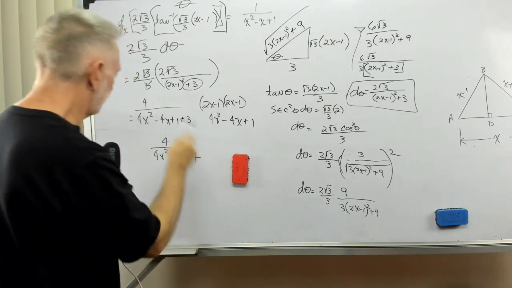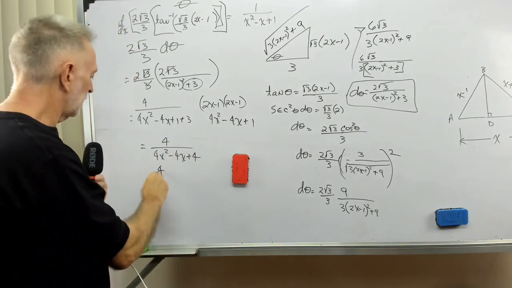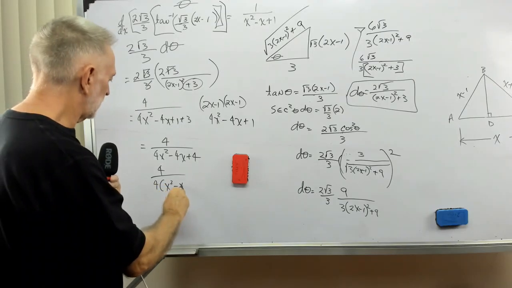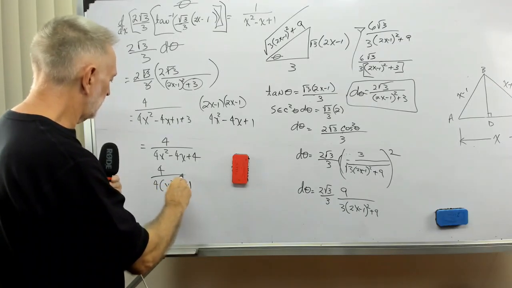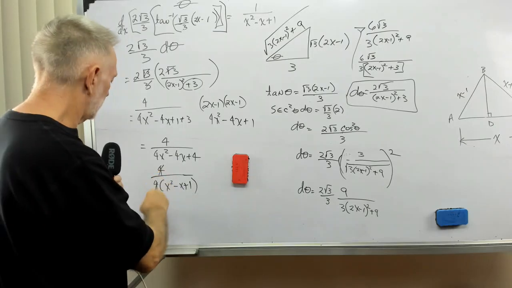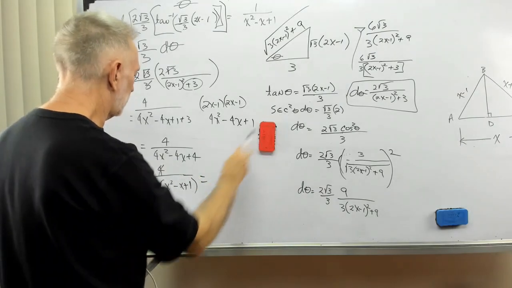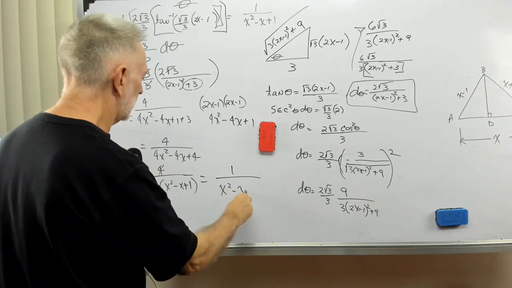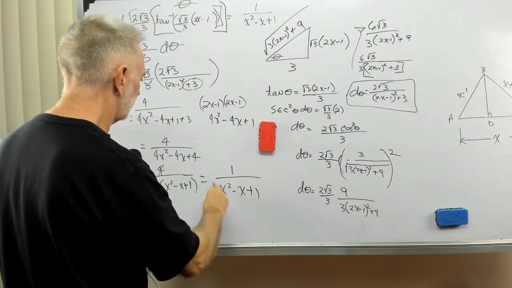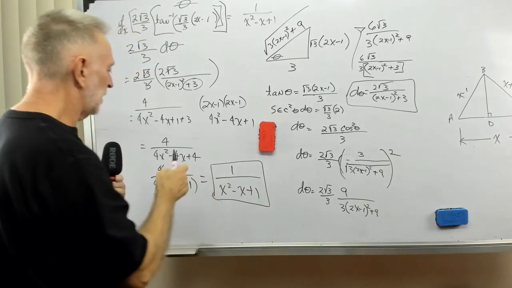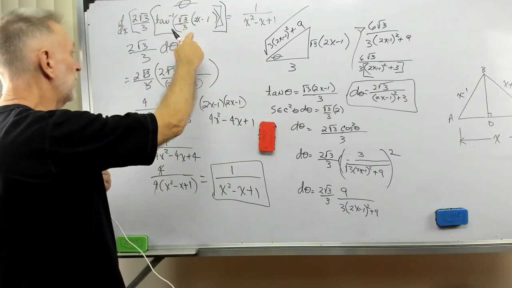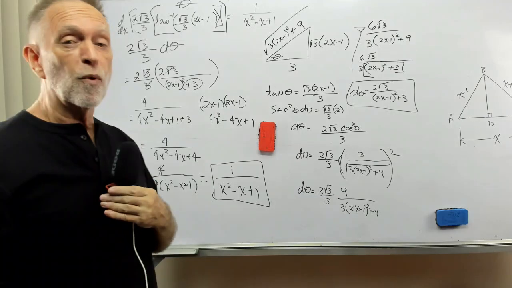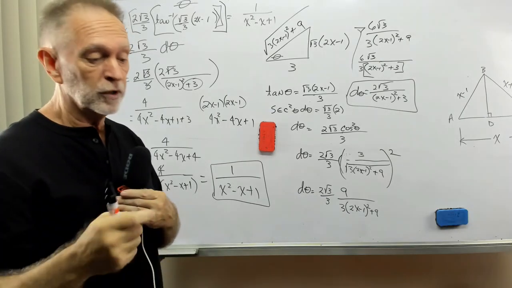Hey. Factor of 4 out. X squared minus x plus 1. Fours cancel, so that equals 1 over x squared minus x plus 1. And that, my friend, is the derivative of that, and it proves that our integral that we performed in a previous video was correct.